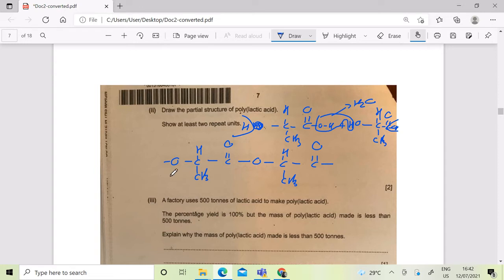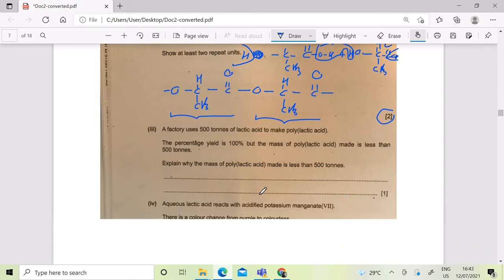So you have the 2 units over there, the first unit and the second unit. That is going to be your answer for what is asked. Show at least 2 repeat units of the polylactic acid. Then you will get 2 marks. Don't forget to show the continuation over the structure.